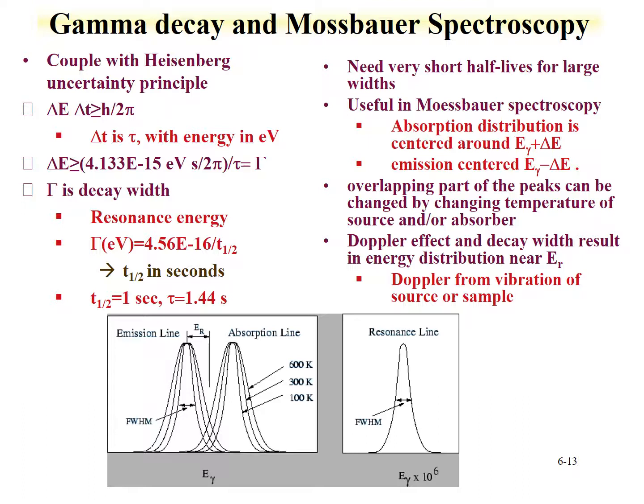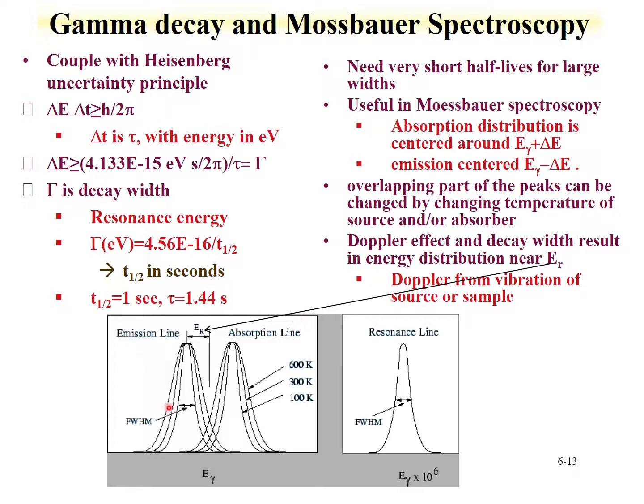Obviously with a second, that gamma decay width, the width of that line for the gamma decay, is on the order of 10 to the minus 16 eV, extremely small. If one has very short half-lives, then this width will increase, and this is useful in Mössbauer spectroscopy, where we can get an absorption, an emission line, and an absorption.